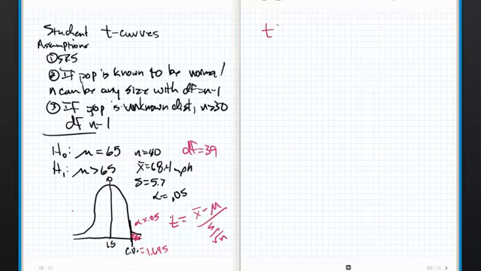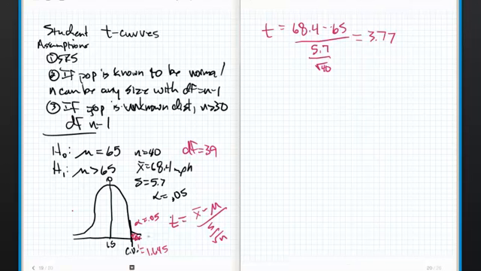And then up here, I'm just going to plug and chug. Let's see, t equals 68.4 minus 65. That's 3.4, not 0.65. Divided by 5.7 divided by the square root of 40. All right, and I let my calculator do the hard work for me. So let's see, what is that? 3.4 divided by parenthesis 5.7 divided by the square root of 40, and I end up with 3.77.